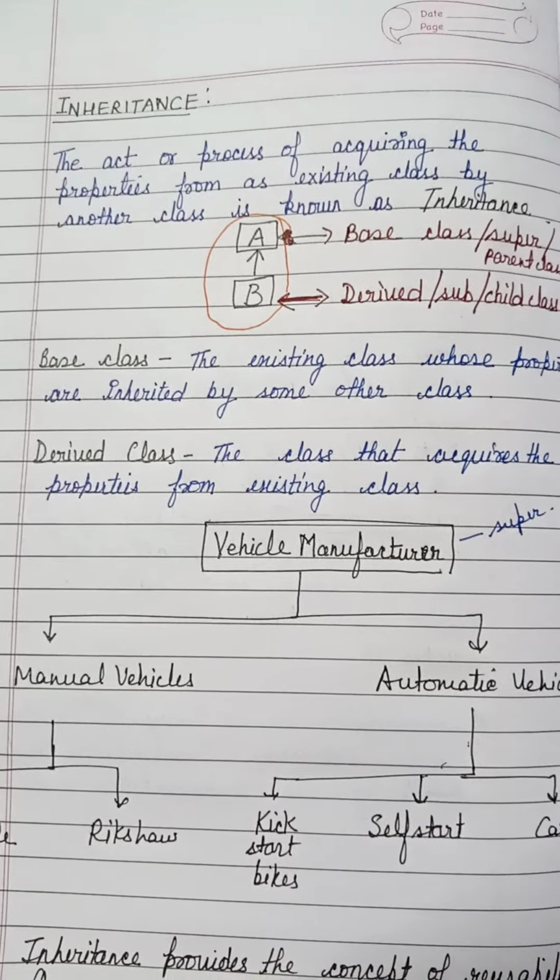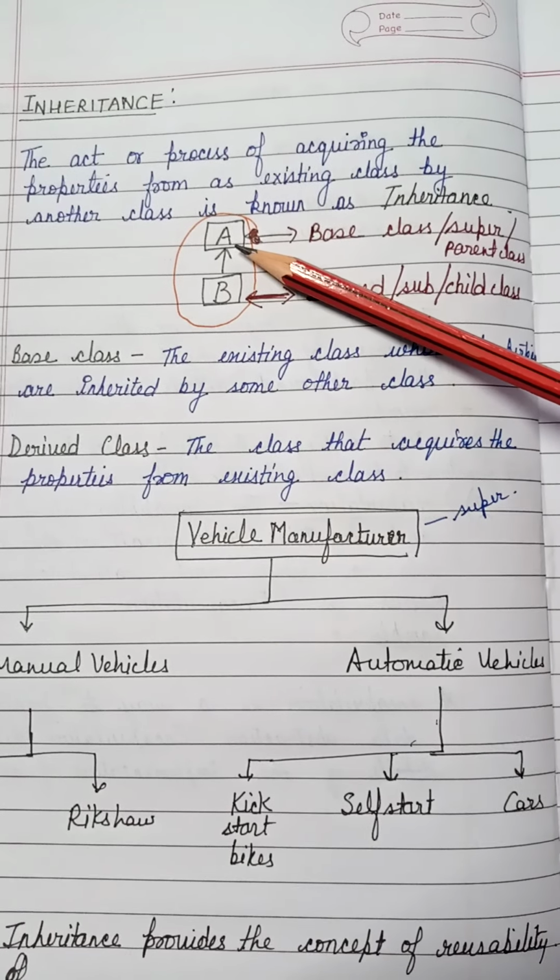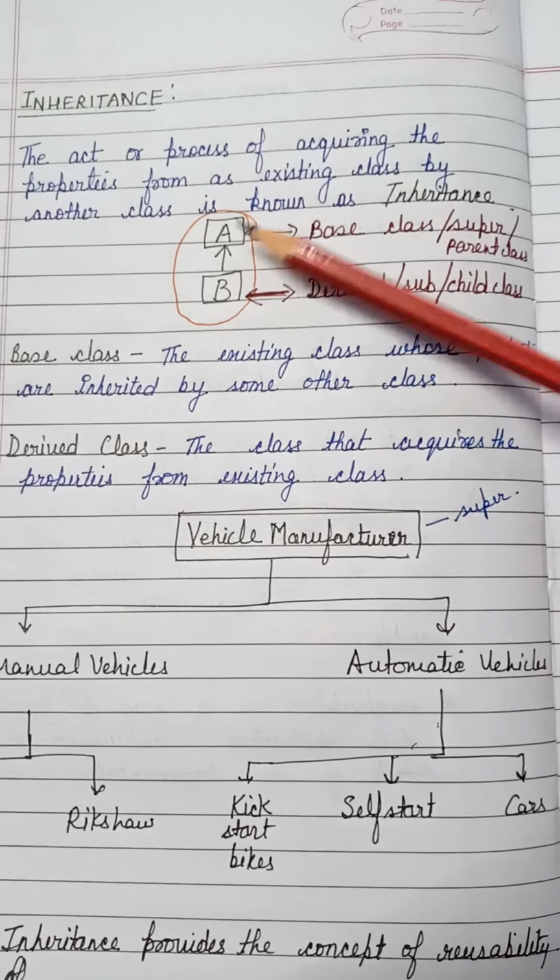Or you can say inheritance is the property of a class to acquire the property of another class. Then there are two terms, base class and derived class. Suppose there is a class A and one more class, B. B is acquiring the properties of A. This is the existing class, and this is the class which is acquiring the property of the existing class. So A will be the base class and B will be the derived class.